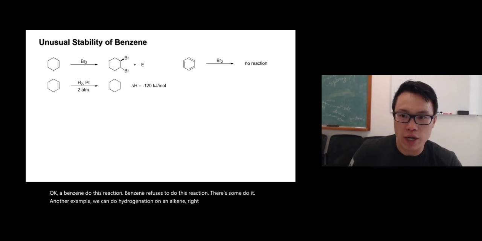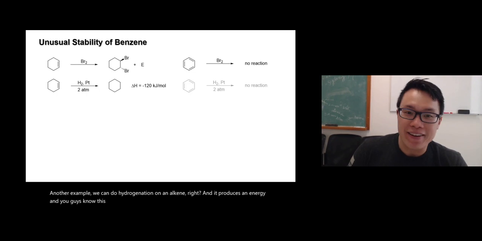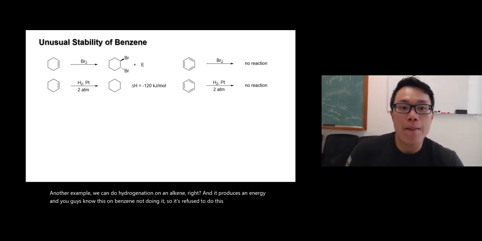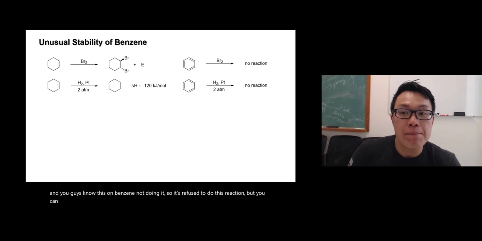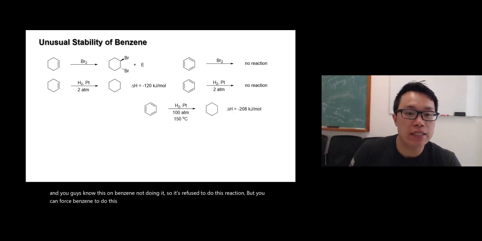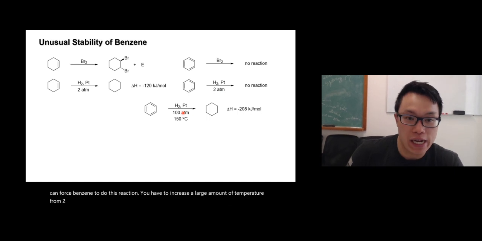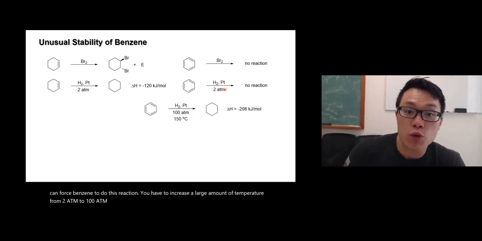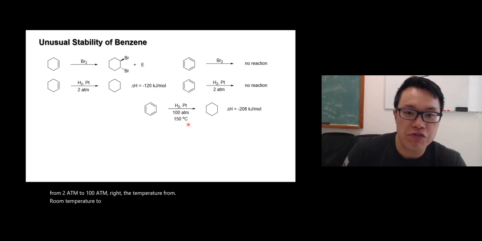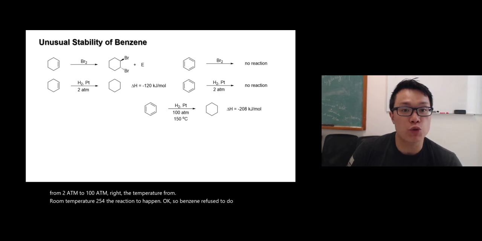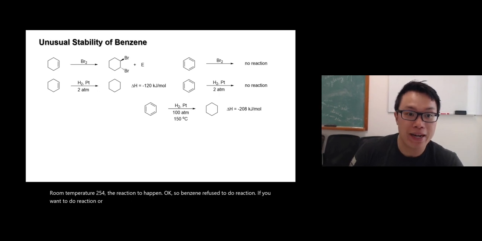Another example, we can do hydrogenation on an alkene, right? And it produces energy, and you guys know this. On benzene, nah, not doing it. So it refuses to do this reaction. But you can force benzene to do this reaction. You have to increase the pressure from 2 atm to 100 atm, and the temperature from room temperature to 150, and you force the reaction to happen. So benzene refuses to do the reaction. If you want to do a reaction on benzene, you have to make it happen.